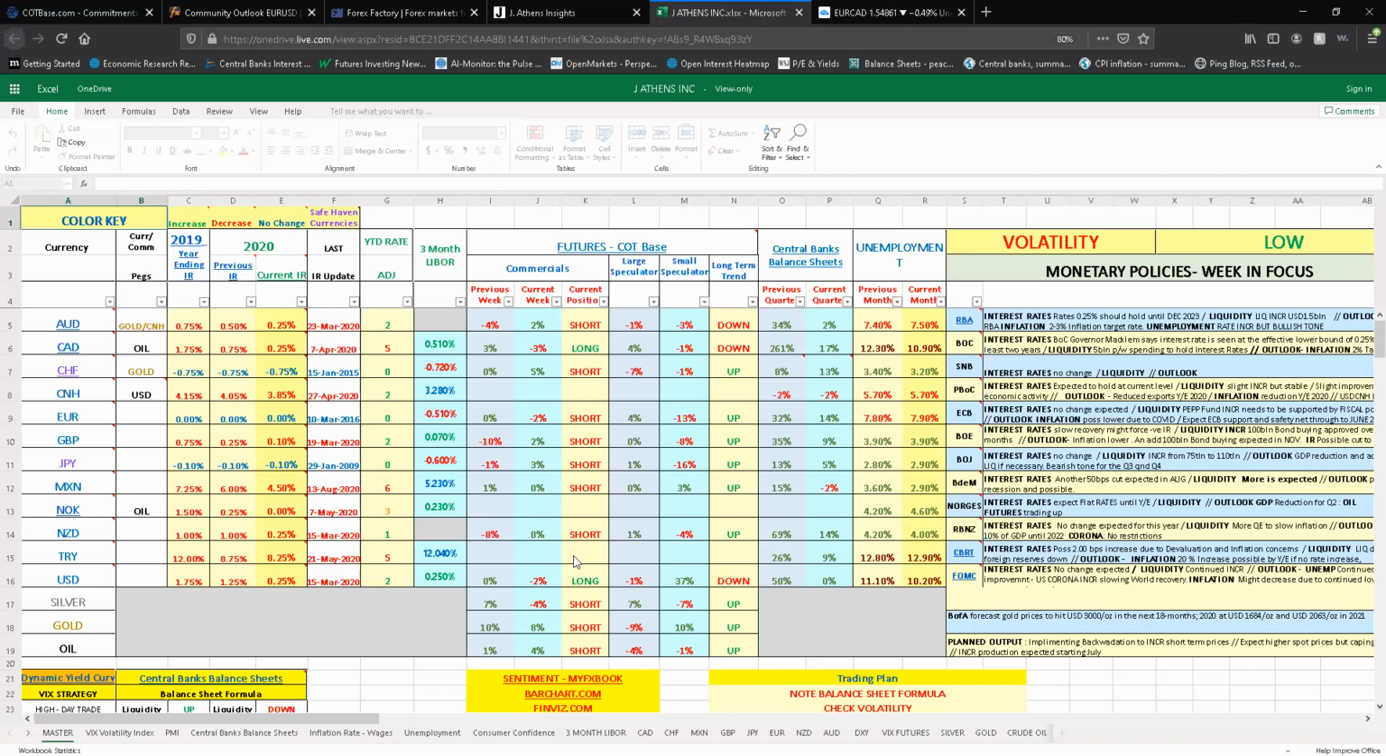You want to come at it from an investor approach. You don't want to look at it like a gambler.